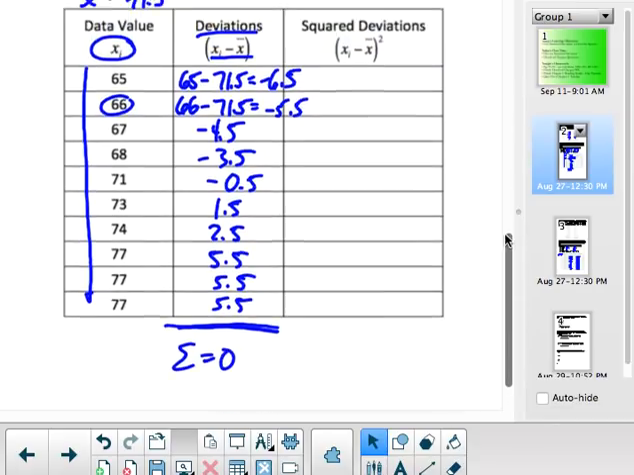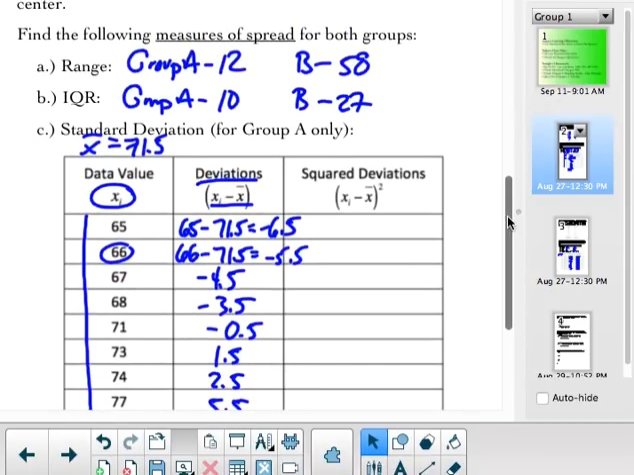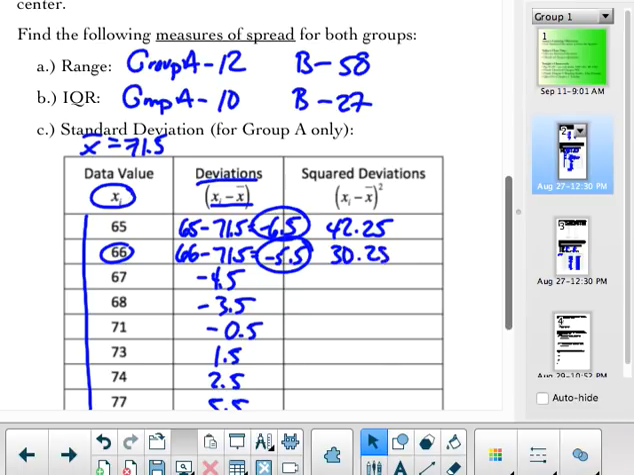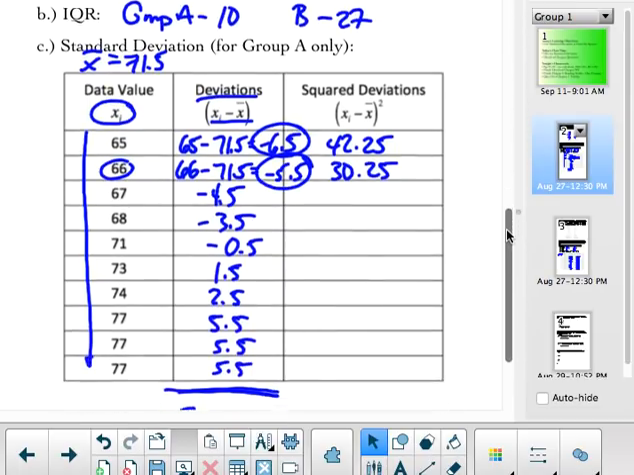This next column, we have squared deviations, and squared deviations are quite literally just taking these values and squaring them. And so if I took negative 6.5 and I squared it, I get 42.25. If I took negative 5.5, I'd actually get 30.25, and so on and so forth. We'll kind of skip ahead here a little bit.